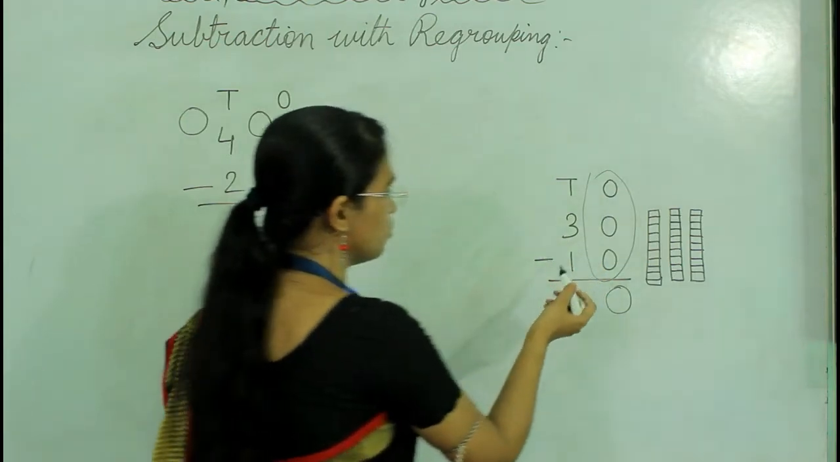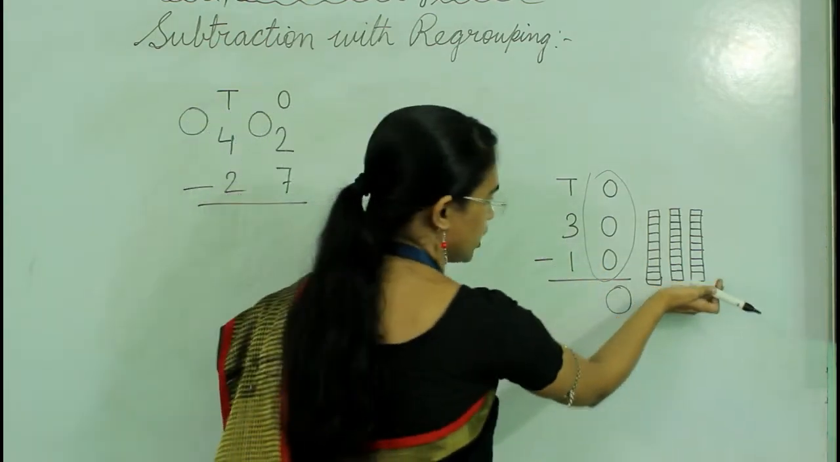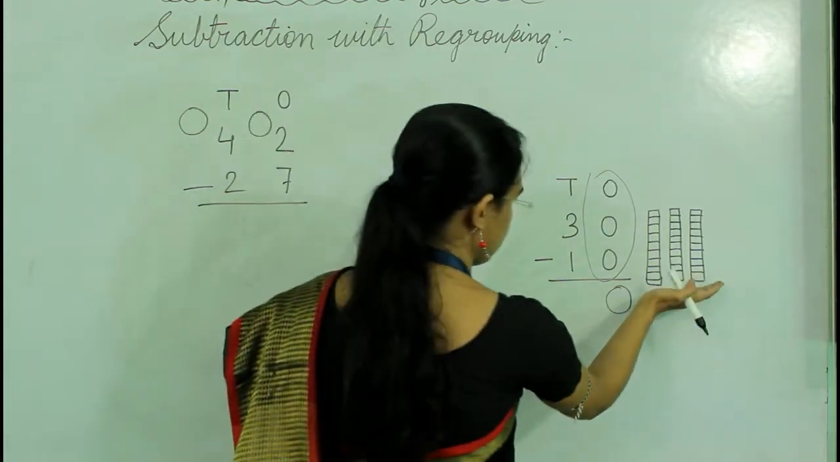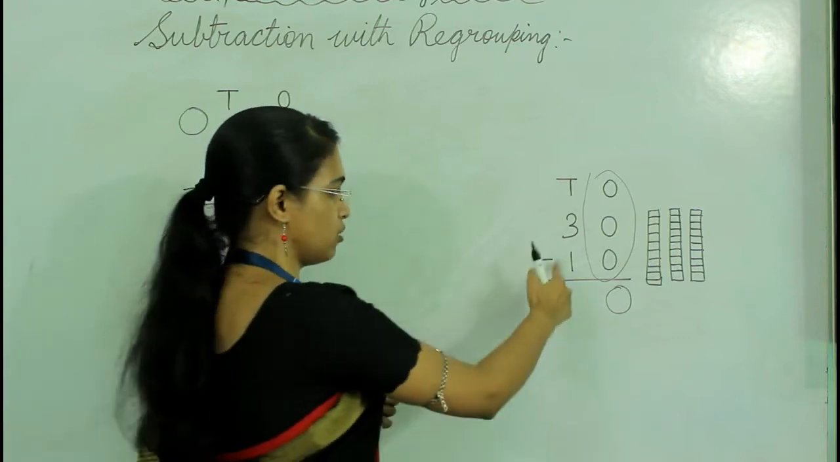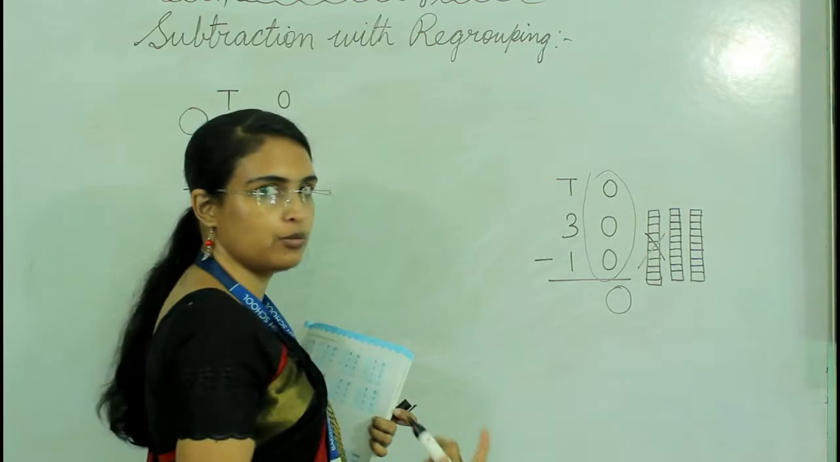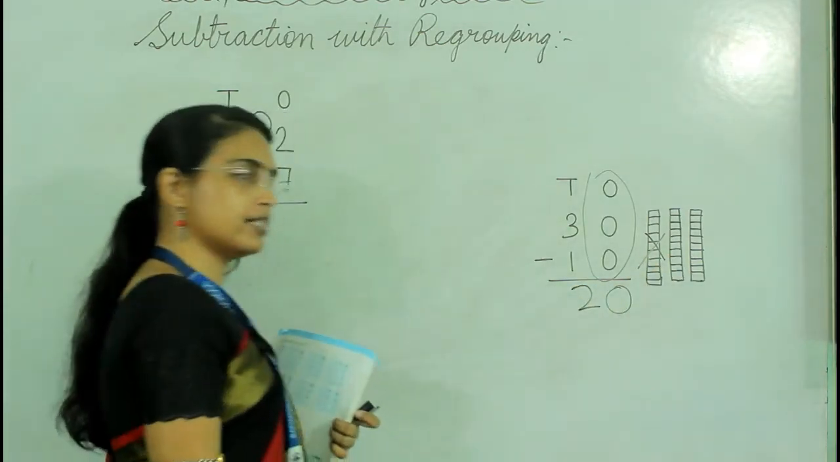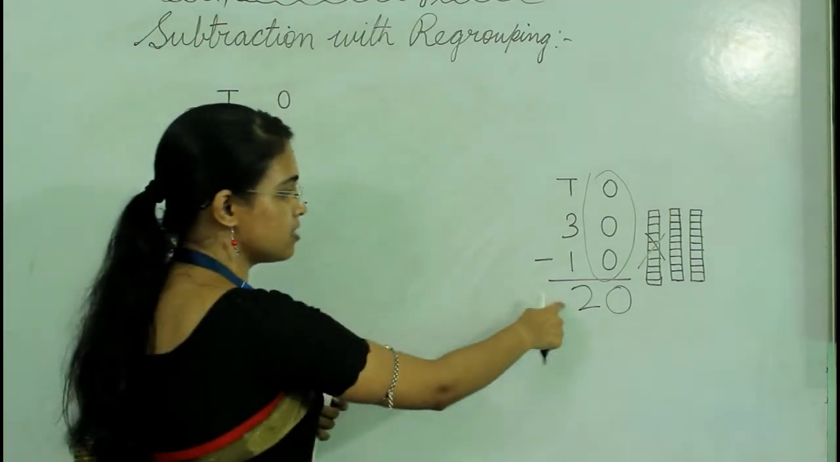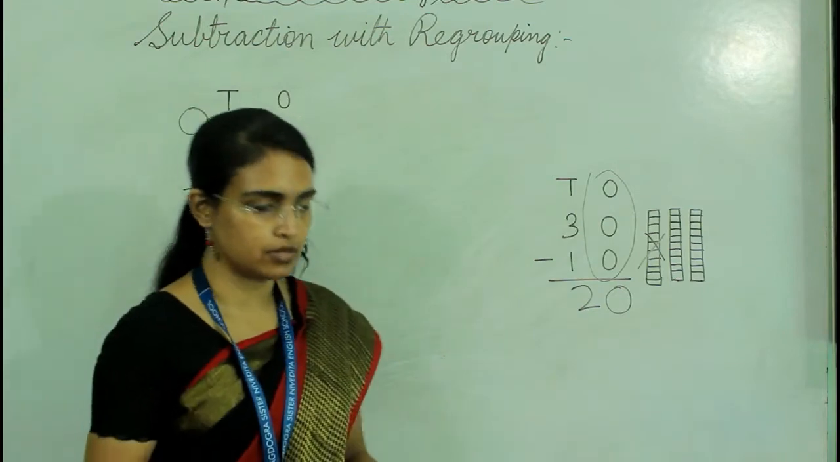Now we have to subtract 1 from 3. So we have 3 groups. From these 3 groups we have to cut how many groups? 1 group. So when you cut 1 group, how many groups are left? 1, 2. 2 groups. That means the answer is 30 minus 10 is 20. In this way, do the rest of the sums.